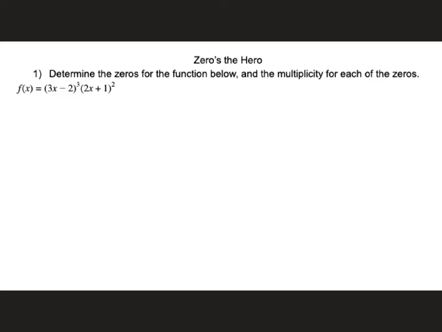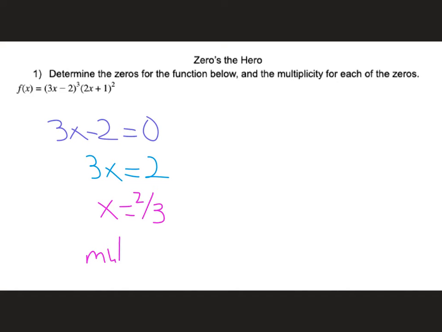Determine the zeros for the function below and the multiplicity for each of the zeros. So I want to say, okay, 3x minus 2, set that equal to 0. So to solve, I will go ahead and add 2, and then I will divide by 3. So x is going to be 2/3. Now the multiplicity has to do with the exponent. The exponent is 3 there, so that's multiplicity 3.